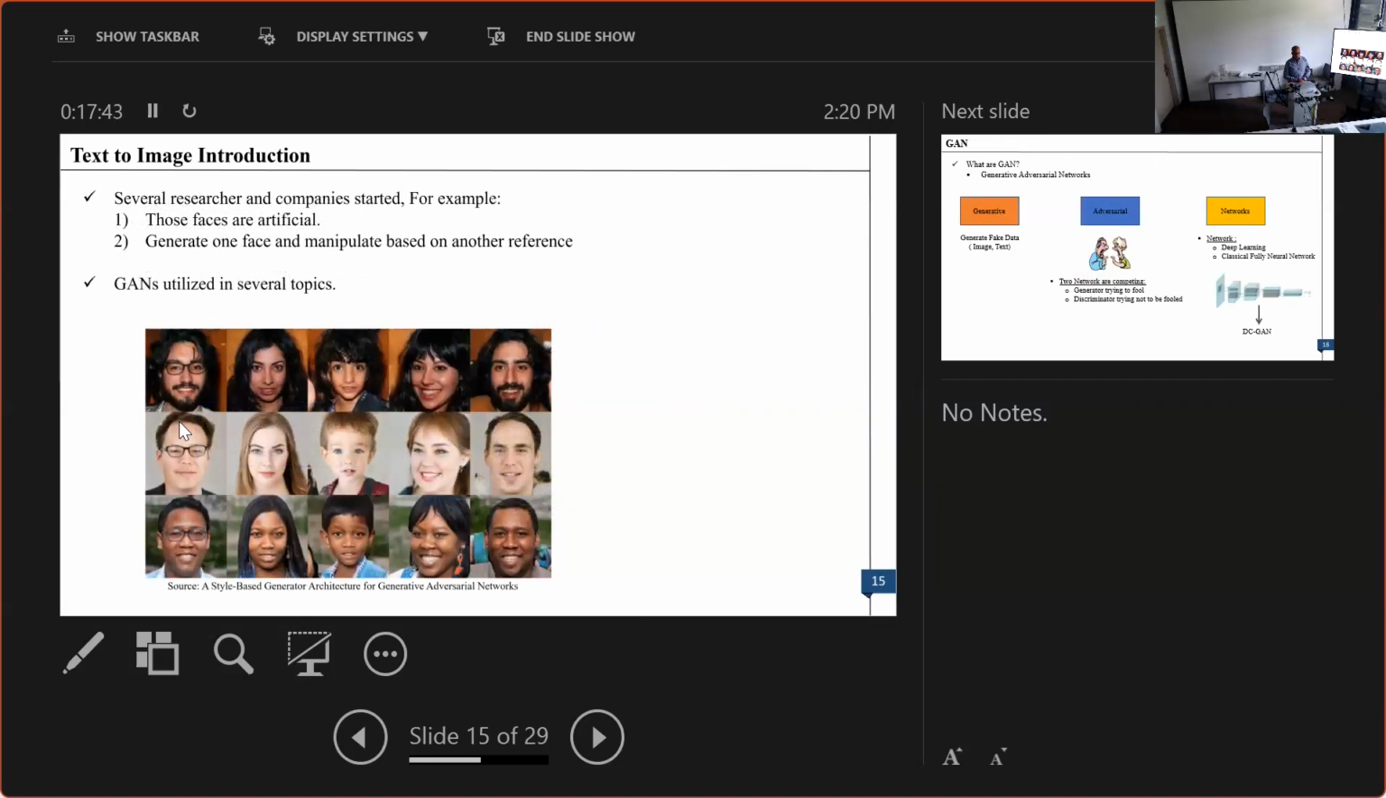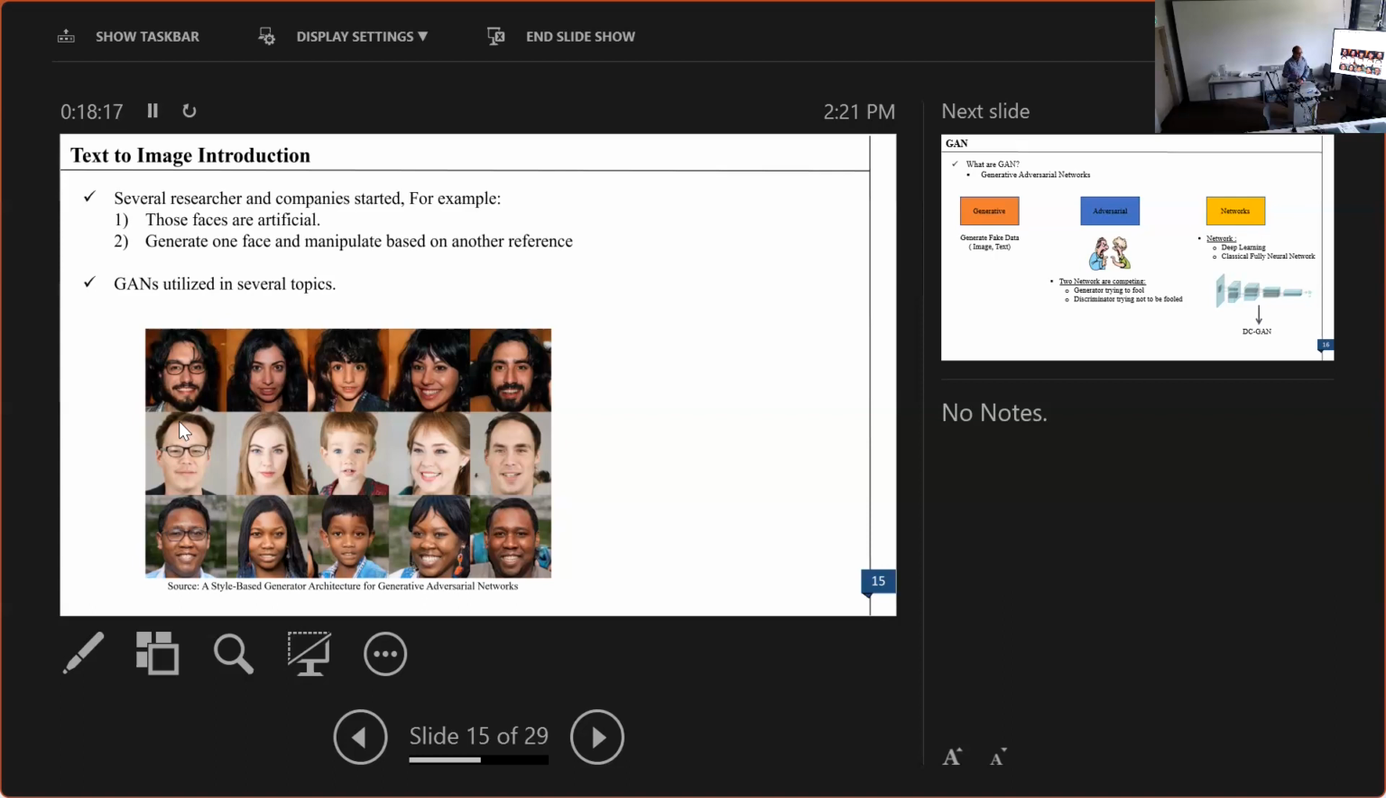And several researchers started working on that topic, which is from text to image description. For example, guys from NVIDIA started publishing one algorithm, which is face generation. As we can see here, no face here is real. All those faces are fake.